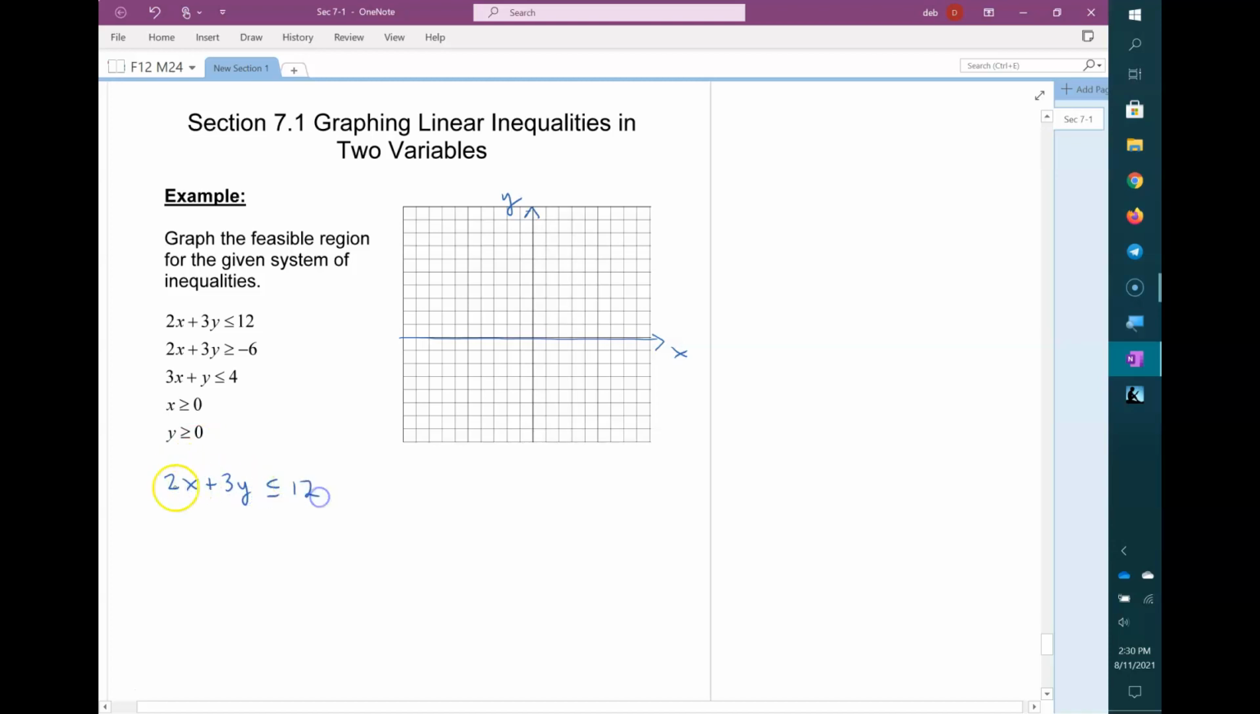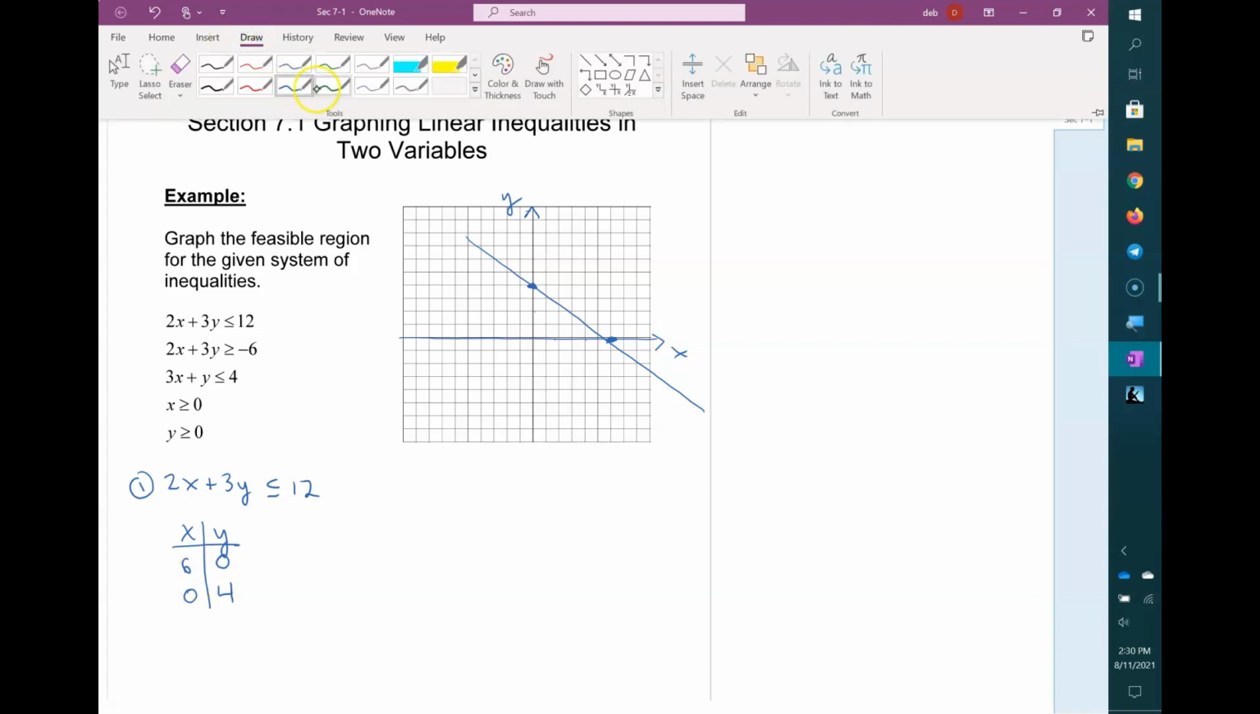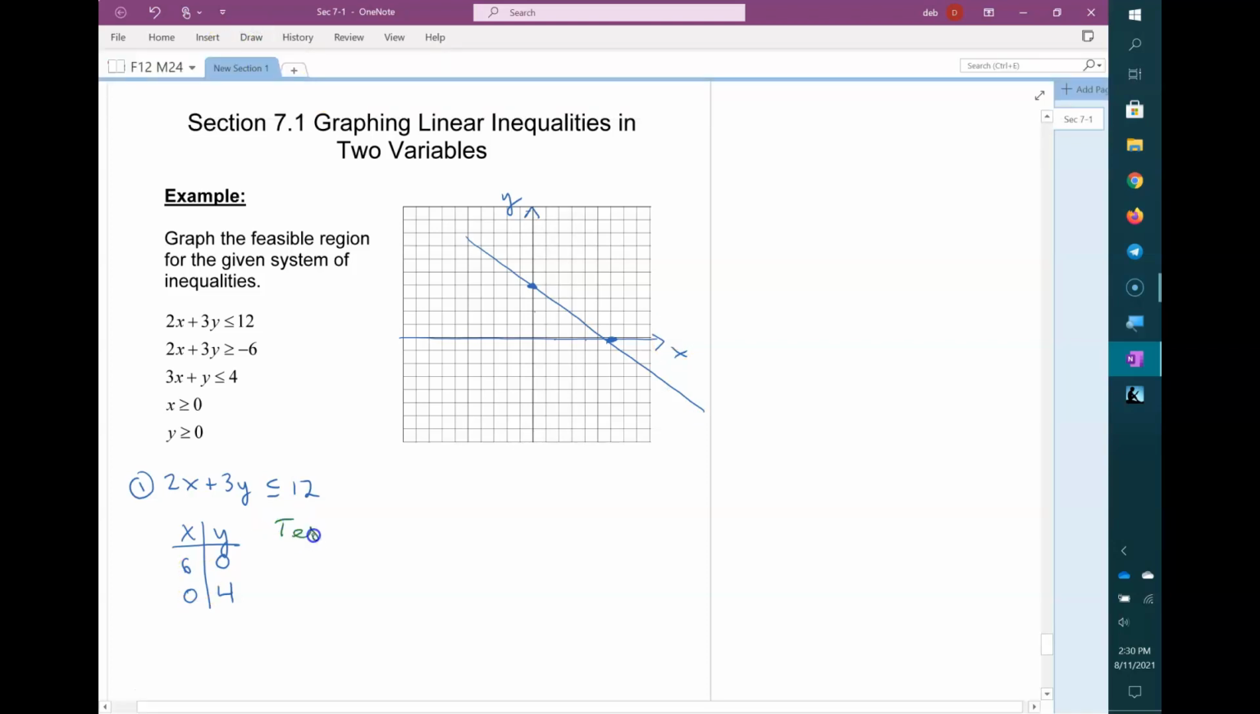So I'm going to start with the first one, and I see that 2 and 3 divide evenly into 12, so the intercept method is a good way of graphing this. So when y is 0, x is 6, and when x is 0, y is 4. So 6, 0, and 0, 4. There's my first line.